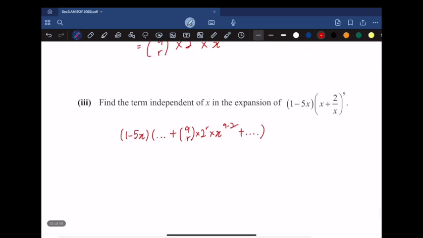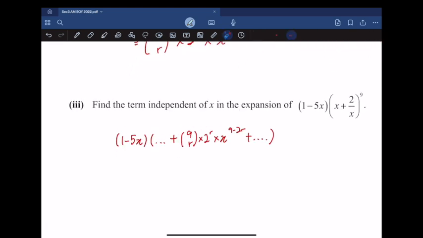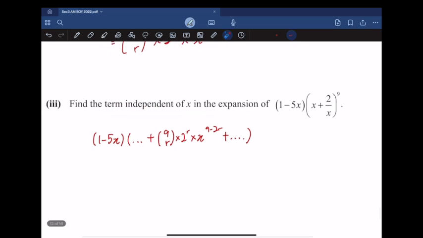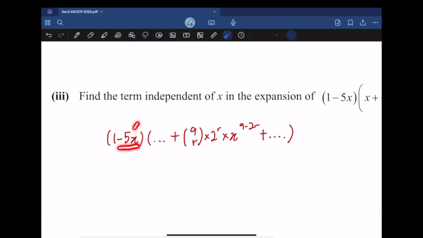So in order to get a term independent of x, I need to find what the 1 needs to multiply to, a constant term, and we have learned from the previous part 2 that there is no constant term. So no matter which number the 1 is multiplied to here, it will not generate a term independent of x. So all I need to do is find the term that negative 5x needs to multiply to give me x^0, which means that if this is x^1, I need to find the x^(-1) term.